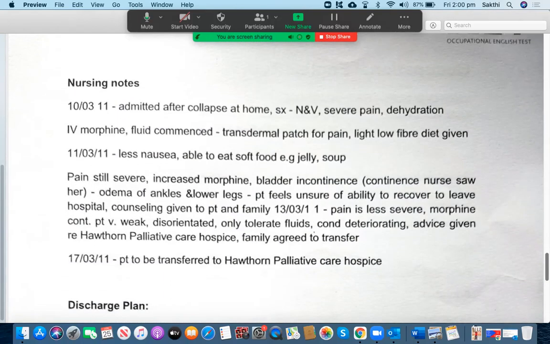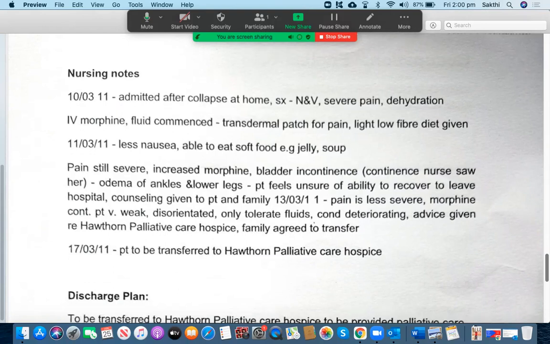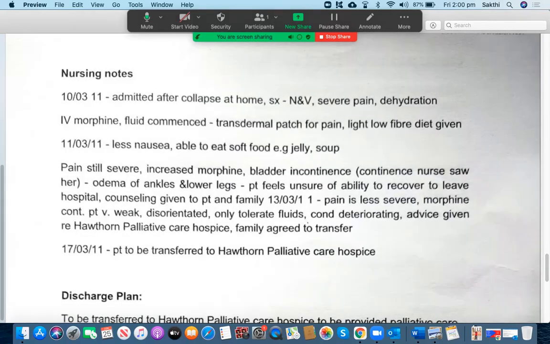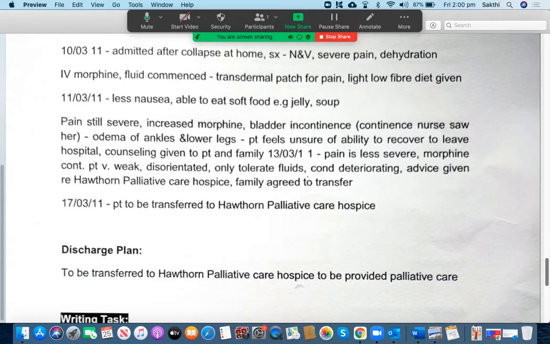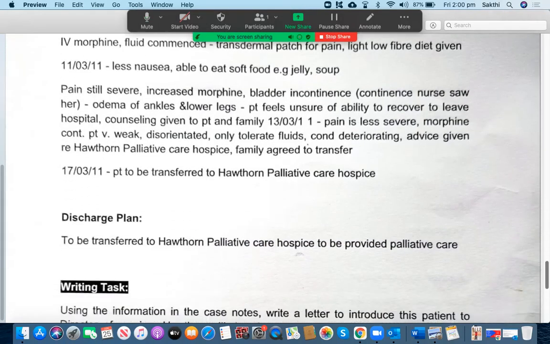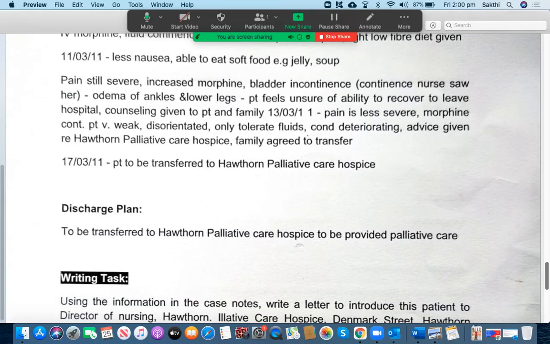So nursing notes, admitted after collapse at home. That's fine. Severe pain, that's all right. Morphine fluid commenced. Transdermal patch for pain, light, low fiber diet given. Less nausea, able to eat soft food, example, jelly and soup. Pain still severe, increased morphine, bladder incontinence, nasa hair, edema of ankles, lower legs. Patient feels unsure of an ability to recover to leave hospital.